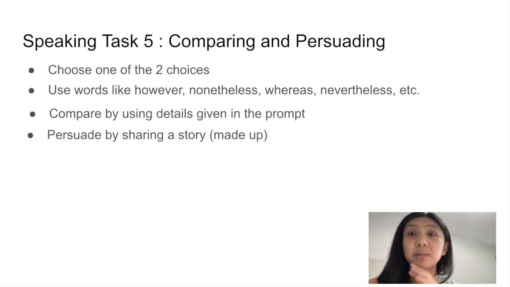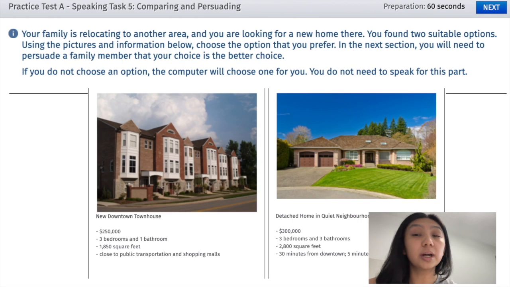And the story can be made up. For example, when you look at the option again and it says the detached home in the quiet neighborhood has 3 bathrooms. And this is something that our whole family would really appreciate, especially if everyone is getting ready in the morning to go to work or to school.